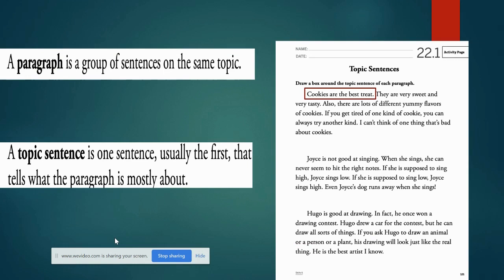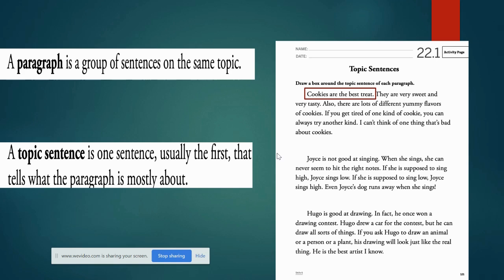Now that you've put a box around your first topic sentence, let's examine the next 2 paragraphs. You can follow along with me as I read the second paragraph. Joyce is not good at singing. When she sings, she can never seem to hit the right notes. If she is supposed to sing high, Joyce sings low. If Joyce is supposed to sing low, Joyce sings high. Even Joyce's dog runs away when she sings.